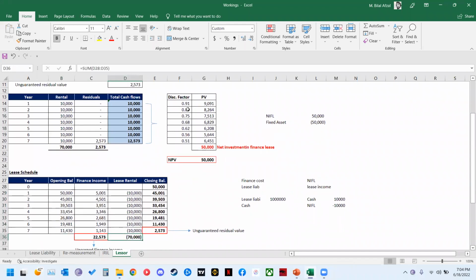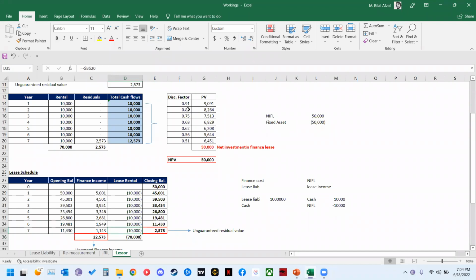Now, the important thing to note here is that in the case of the lessee, at the end of the lease term, the lease liability was 0. But in the case of the lessor, it would not be 0. It would become equal to the unguaranteed residual value. In the case of the lessor, the lease schedule will never be equal to 0 because the outstanding amount should be represented by the residual value.